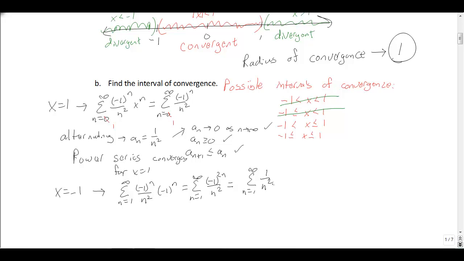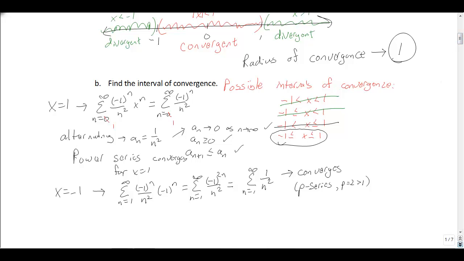Here, I don't have the alternating series anymore, but this is a p series, so this converges, and that's because it's a p series with p equal to 2, which is bigger than 1. So that converges as well, so we actually get convergence at negative 1 as well. So our answer, cross out this, is really our interval of convergence is negative 1 less than or equal to x less than or equal to 1. So we got both endpoints. It's going to be convergent here.